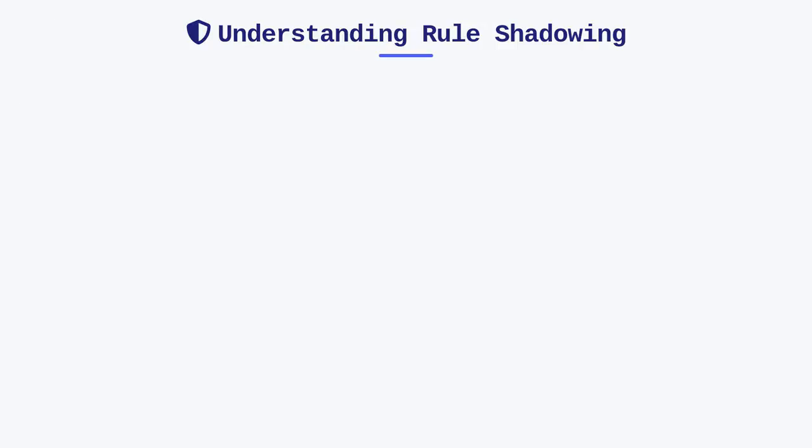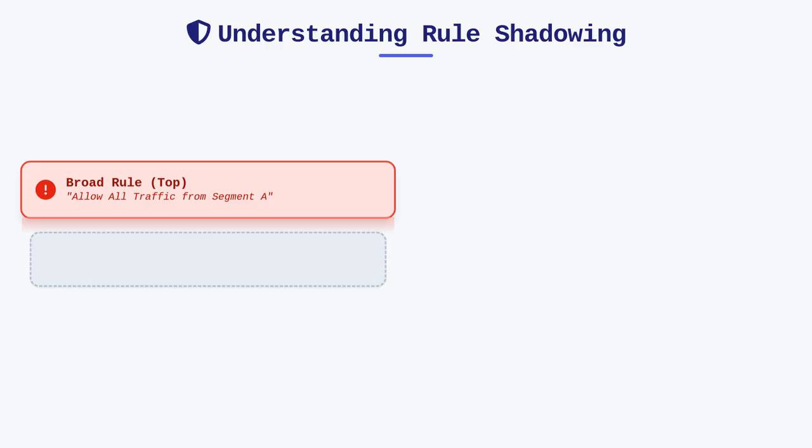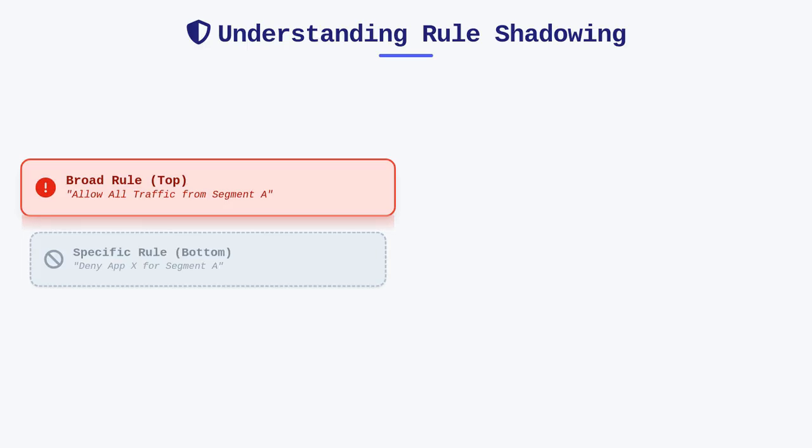Rule shadowing, a phenomenon where a more general rule completely masks a more specific rule, remains a common architectural failure. This happens when a broad administrative rule, perhaps one allowing all traffic from a user segment, is positioned above a specific rule that intended to deny certain applications for that same segment. The firewall never reaches the lower, more restrictive rule because the upper rule has already satisfied the matching criteria.